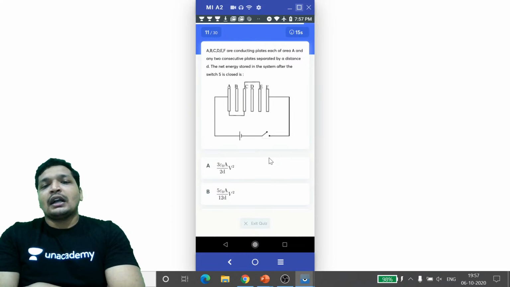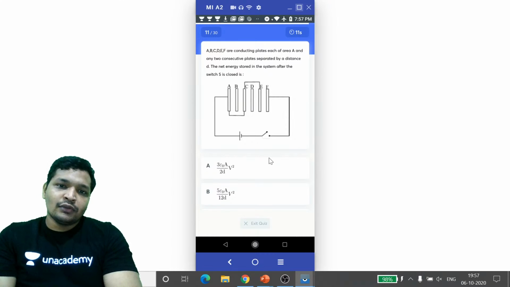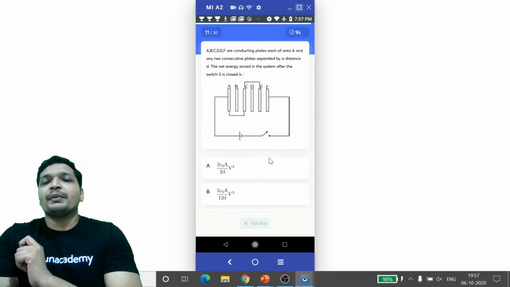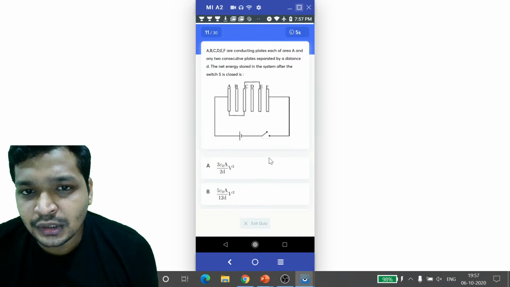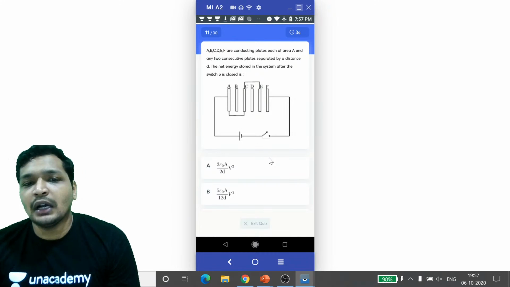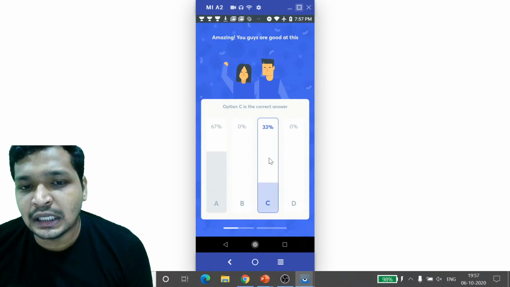And then comes the connection between this A B C combination and C D E combination. Think about it carefully. Probably the same potential is appearing across C and E.